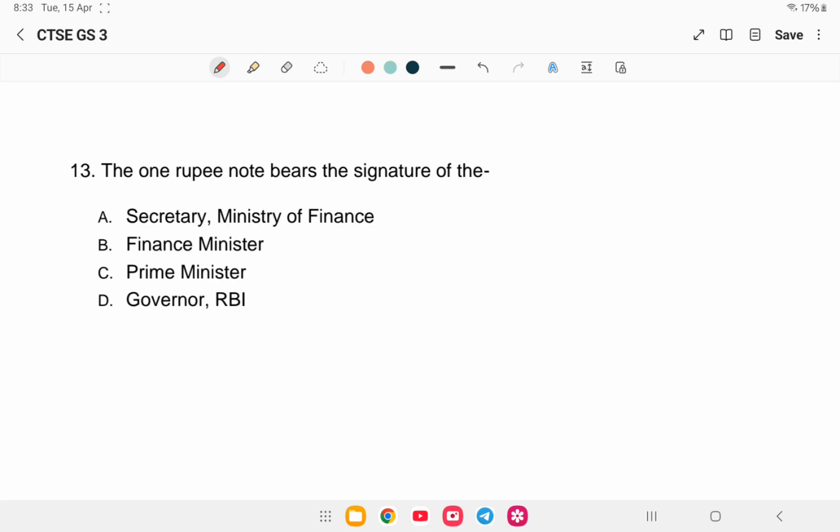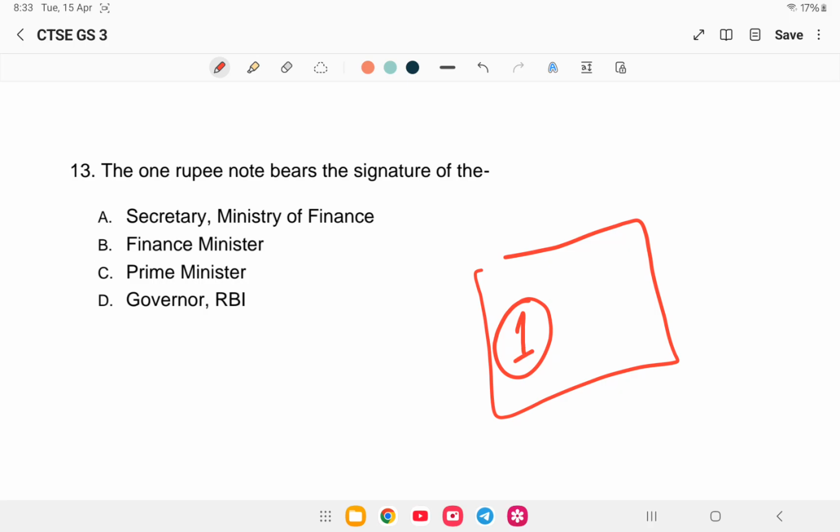Next question. The 1 rupee note, not coins but the note, whose signature does it bear? The answer is option number A, that is Secretary, Ministry of Finance. Let us go to the next question.